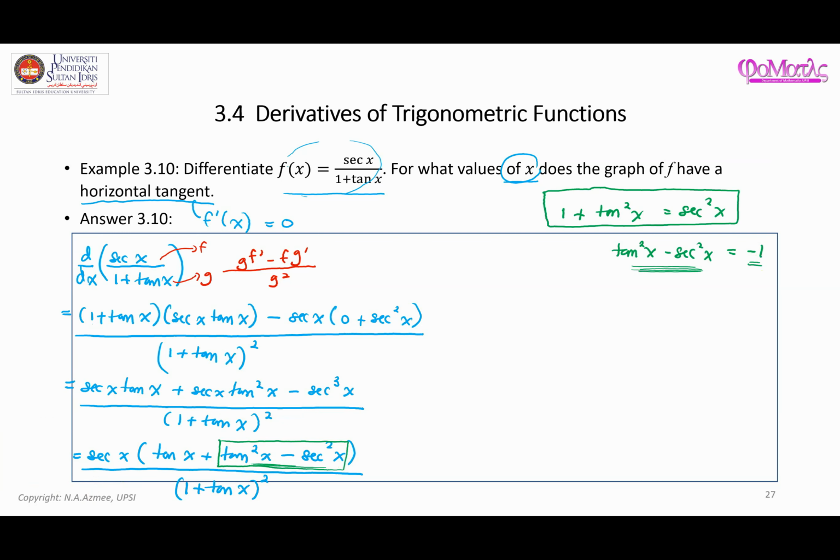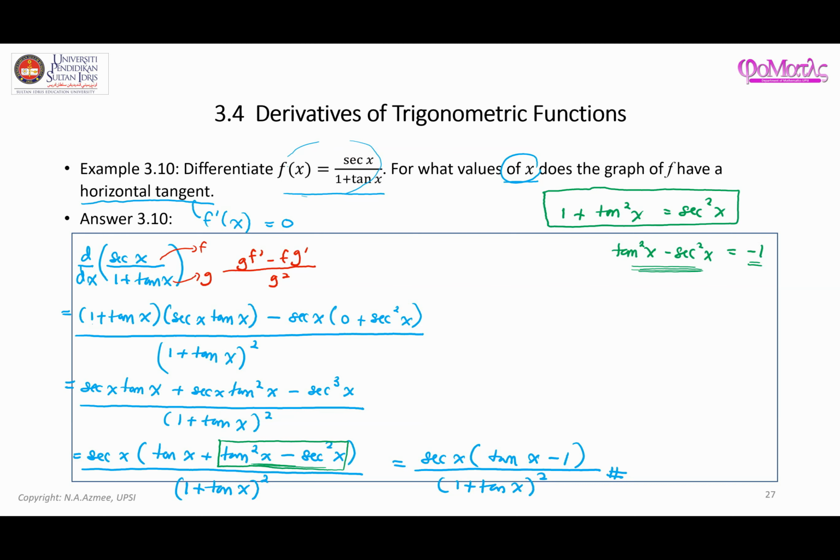Yeah, so that's what I'm going to do next. I'm just going to write down the answer, which is going to be secant of x, now tangent of x plus this value, which is -1. So tangent of x plus -1 is just tangent of x minus 1, over 1 plus tangent of x squared, and that is the answer to the derivative of this function given here.